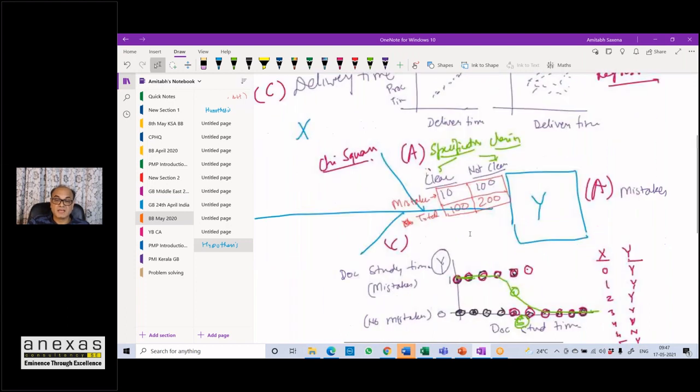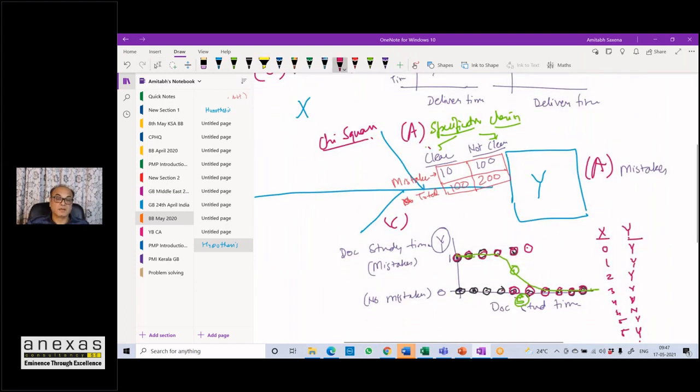And when, as a black belt, you are dealing with data where y is attribute and x is continuous, then you will be doing binary logistic regression. Binary means I'm just putting 0 and 1. I'm just interested in 2 categories. That is why it is binary logistic regression. Okay. So these are the 4 tests which we'll be studying.